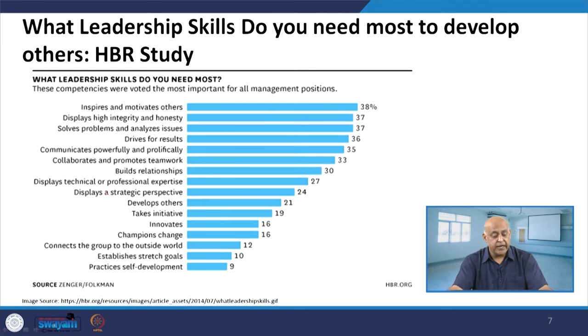So what leadership skills do you need most to develop others? The leader should be inspiring, as we have talked about inspirational leadership, display high integrity and honesty, solve problems, drive for results, communicate powerfully, collaborate and promote, build relationships, display technical and professional expertise, have a strategic perspective, develop others, take initiative, innovate, champion change, connect the group to the outside world, establish stretch goals, and practice self-development.